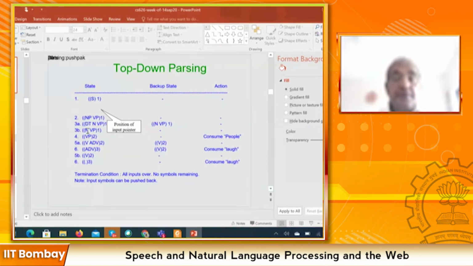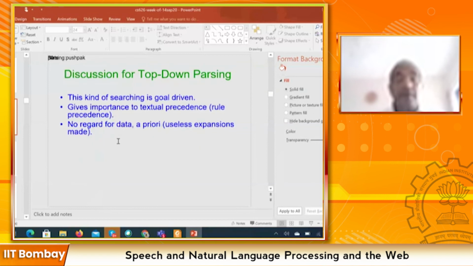Last S for the whole. We did not say top-down parsing or bottom-up; that's not written in the question. Rihan, can you please elaborate? Bottom-up parsing. Okay.